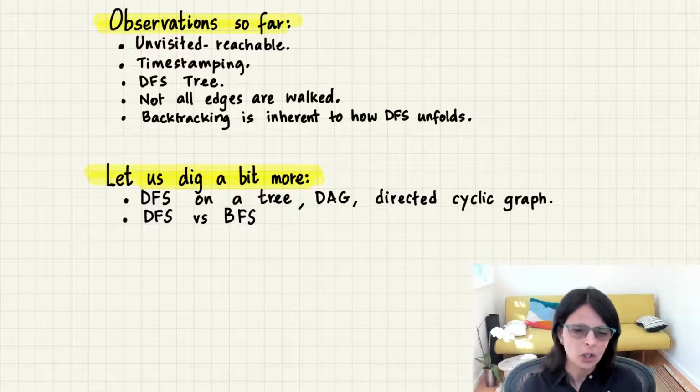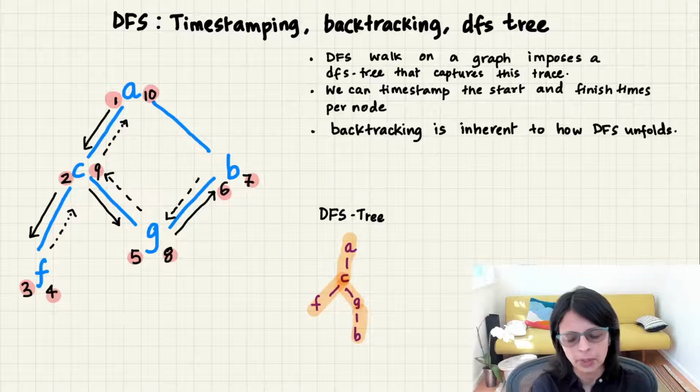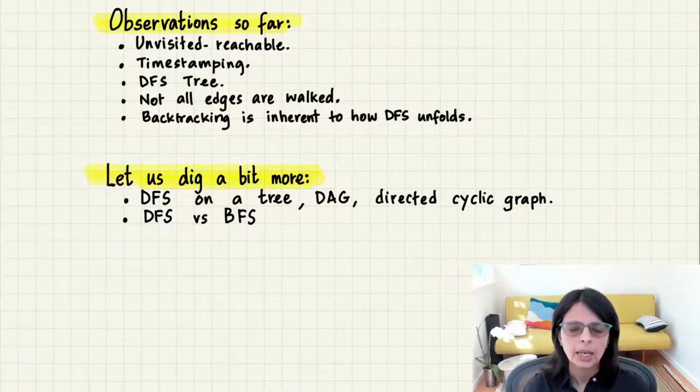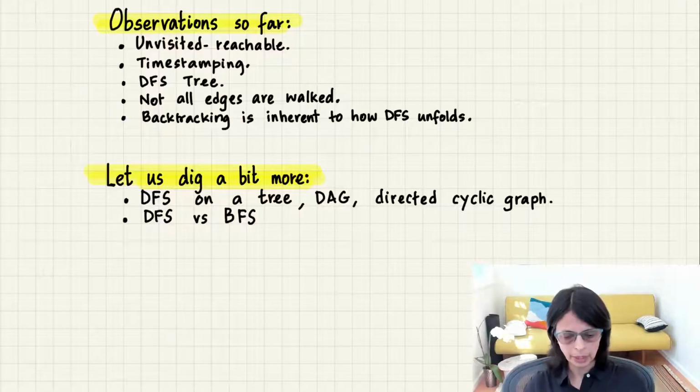We noticed that not all edges are walked. If you go back to this example, you can see that the edge from A to B was never really walked by DFS, just something to note. And that backtracking, and going back to the caller node, is quite inherent to how DFS unfolds. Okay, so pause. Now we're ready to dig a little bit more.